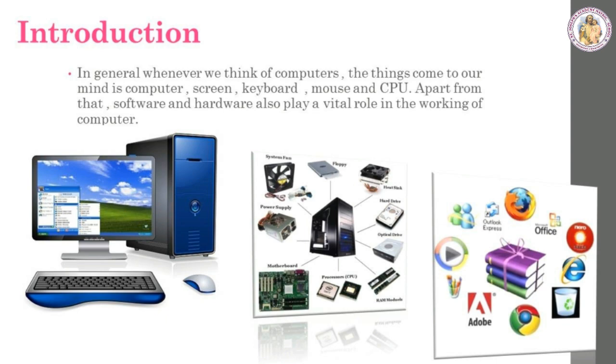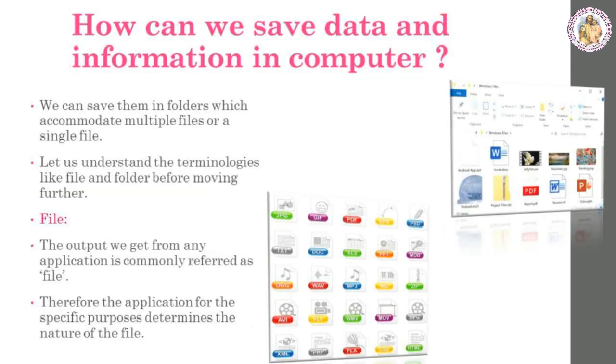What is application software? Application software is software that is used to run a particular program. For example, the software used for painting, playing games in computer, and some softwares are given in the picture like Internet Explorer, Recycle Bin, Google Chrome, Adobe Reader, etc. How can we save data and information in computer? The reason we prefer computer is its speed and the ability to store data.